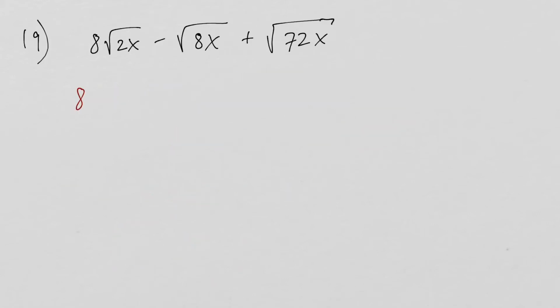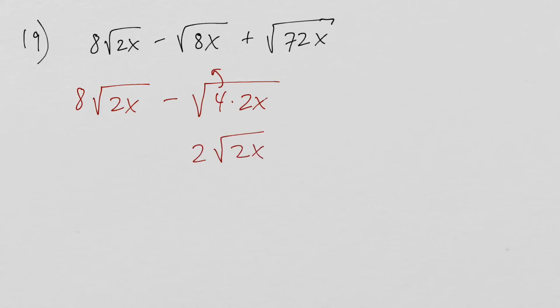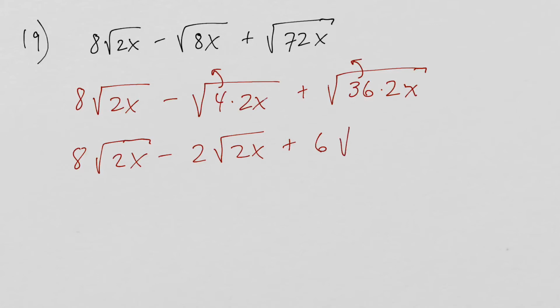Okay, this first one cannot be simplified. So I'll just write it down again. This next one is 4 times 2x. And I take out the 4 and it becomes a 2. Okay, this last one I'll write as 36 times 2x. And I'll take out the 36 by square rooting it and it becomes a 6. And I'm left with the root 2x. Now I have like terms. They're all root 2x. So I have 8 minus 2 is 6. 6 plus 6 is 12. And that's the answer.